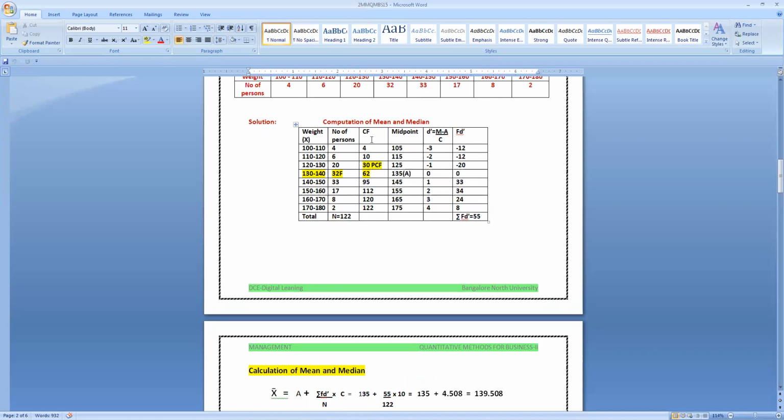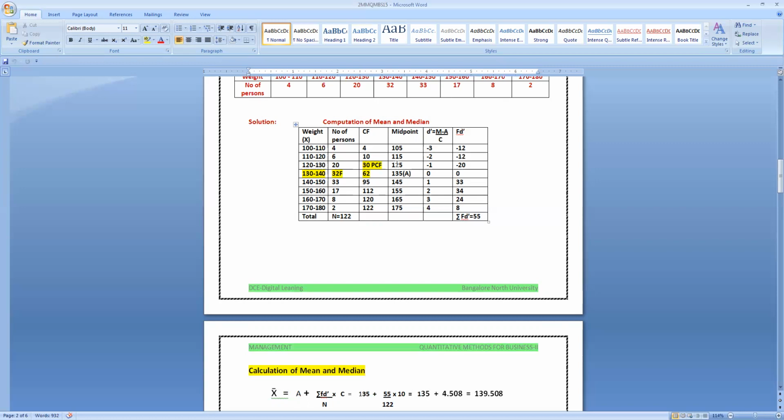Then for the calculation of median, we require one column, that is of CF. Let us calculate the CF value very easily just by adding the frequency values. First is 4, 4 plus 6 is 10, 10 plus 20 is 30, 30 plus 32 is 62, plus 33 is 95, plus 17 is 112, 112 plus 8 is 120, 120 plus 2 is 122. The last number of CF is the value of n.